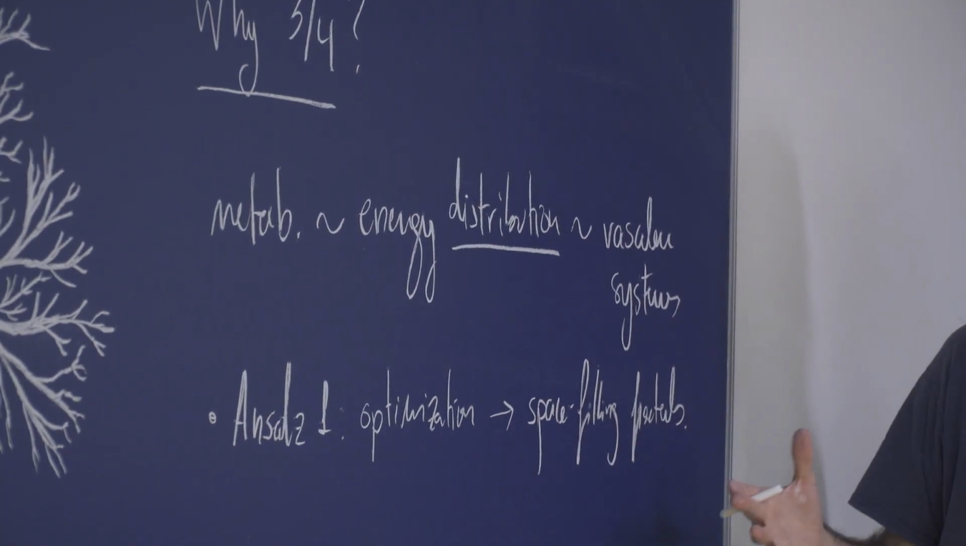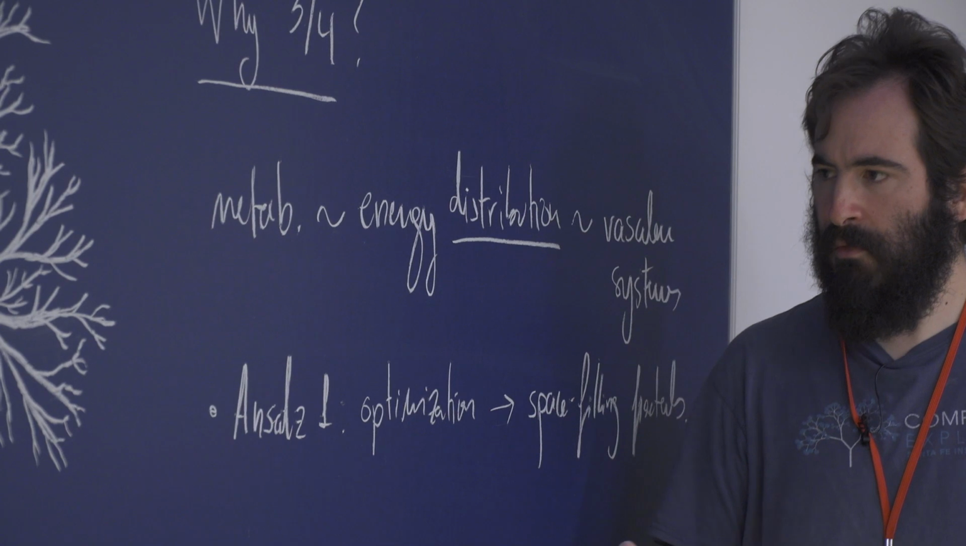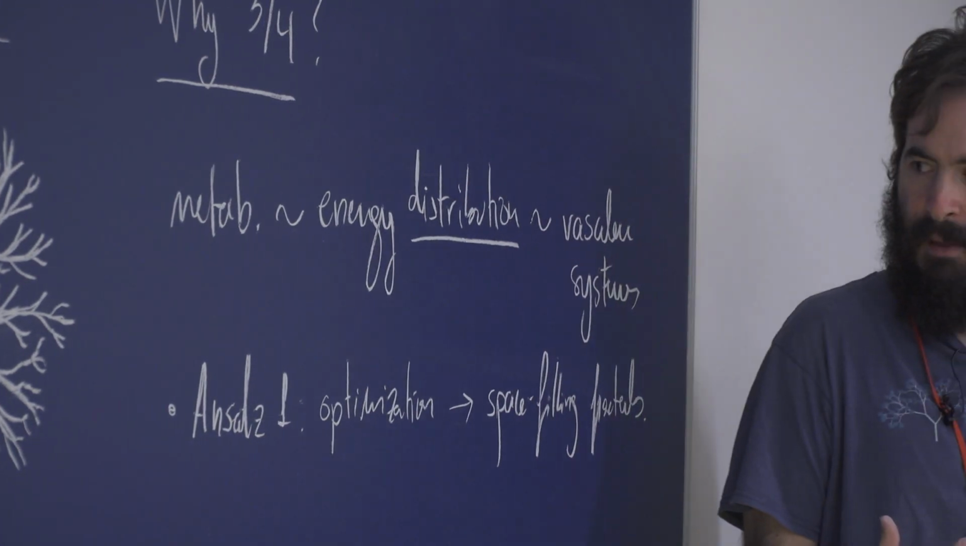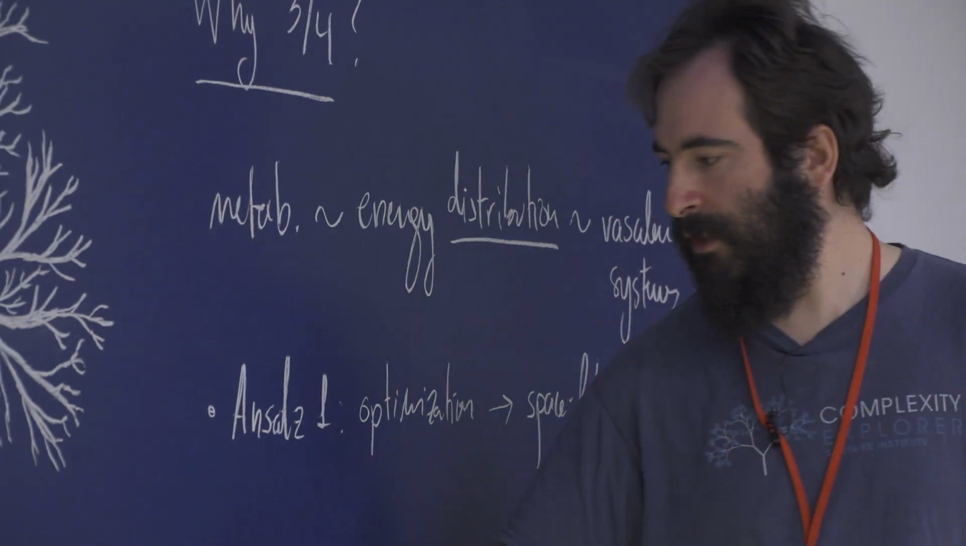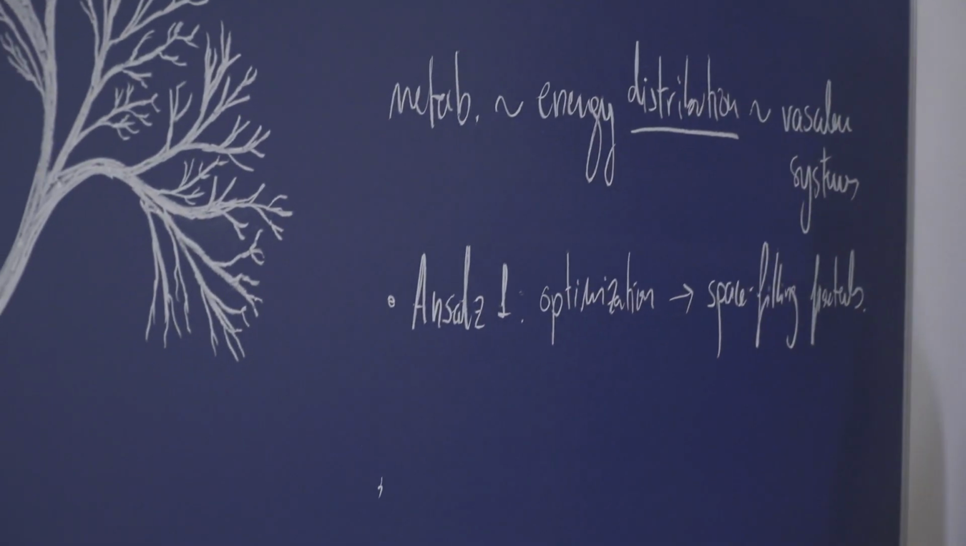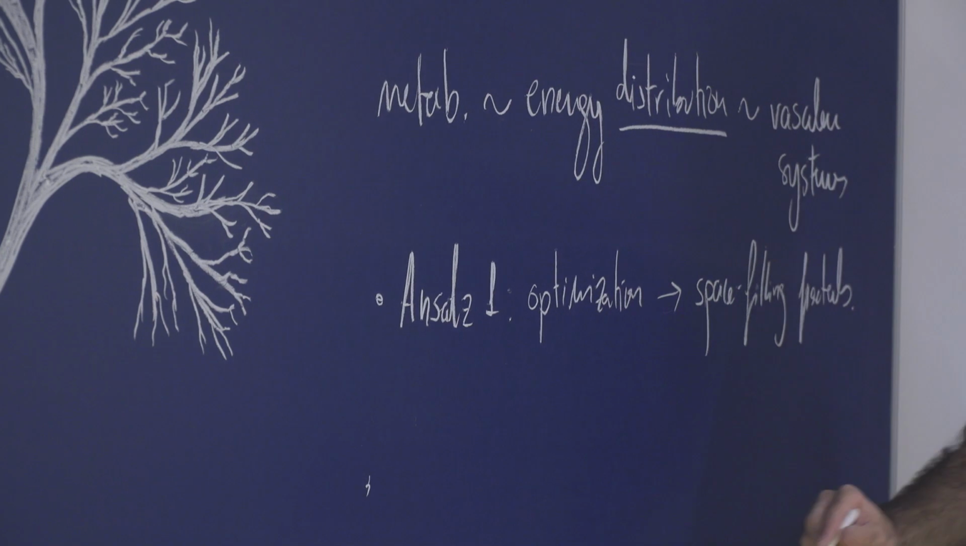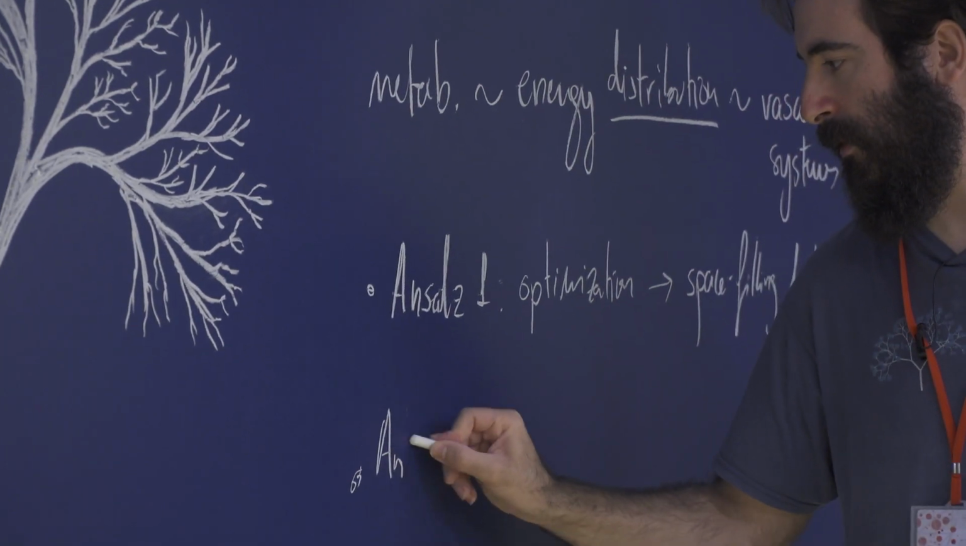And basically what it's saying is that these systems are organized in a fractal way, in the manner of optimizing the supply of the blood flow. Great. There's another ansatz that they also came up with, and that's basically all the hypotheses that were required.